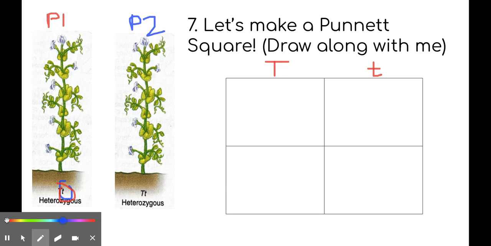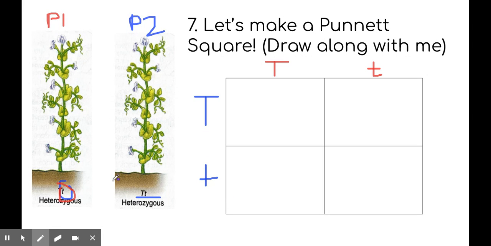For parent 2, we're going to do the same thing. We're going to take the genotype of parent 2, but we're going to put it on this up and down side. So we start with our capital T because we get one capital T from this plant, and then we can also get one lowercase t from this plant. This is telling us that if this plant were to make sex cells, one of its sex cells could have a capital T, and one could have a lowercase t.